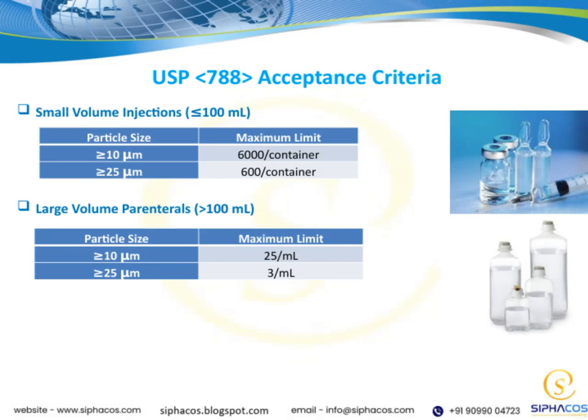Let's take a closer look at the particle size limits set by the USP standards. For small volume injections, those up to 100 milliliters, the maximum allowed particles larger than 10 micrometers is 25 per milliliter, and only 3 per milliliter for particles over 25 micrometers. When it comes to large volume parenterals, those above 100 milliliters, the limits are expressed per container: 6,000 particles over 10 micrometers and 600 over 25 micrometers. These criteria help ensure safety and quality in injectable products.